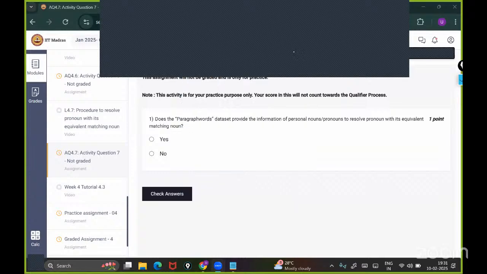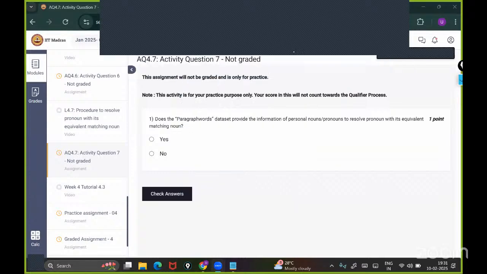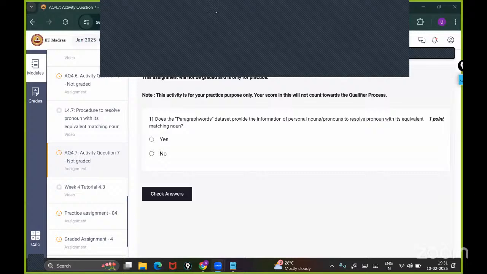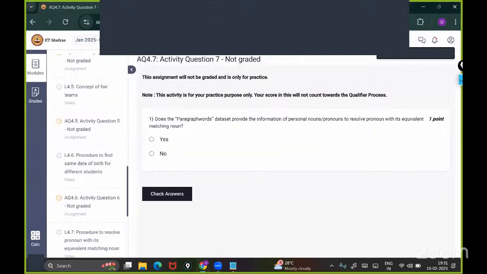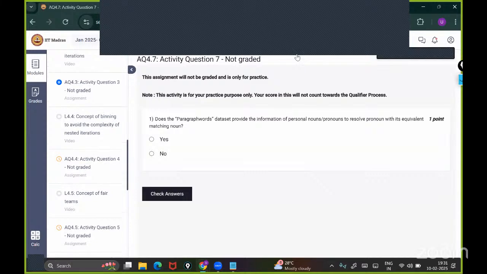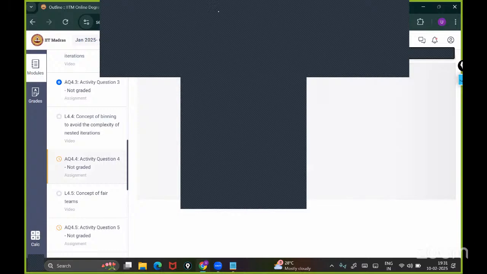Does the paragraph words dataset provide the information of personal nouns or pronouns to resolve a pronoun with its equivalent matching noun? 4.4 activity 2 and 3. I'll just explain that as well, ma'am. This second and third, right?